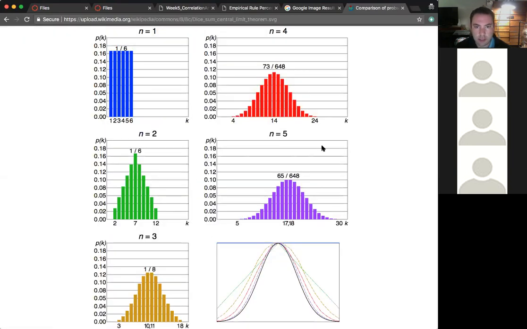So here's just an example of the central limit theorem. It shows that as we increase our sample size, 1, 2, 3, 4, and 5, it becomes more and more normal. So the greater our sample size, the more we're going to get to that true mean, and the less deviation we'll have. And the empirical rule will be that much more accurate.